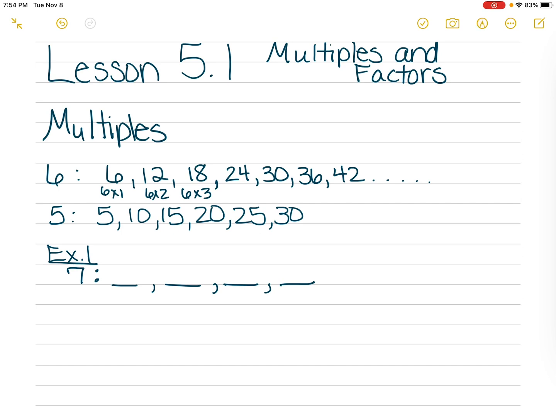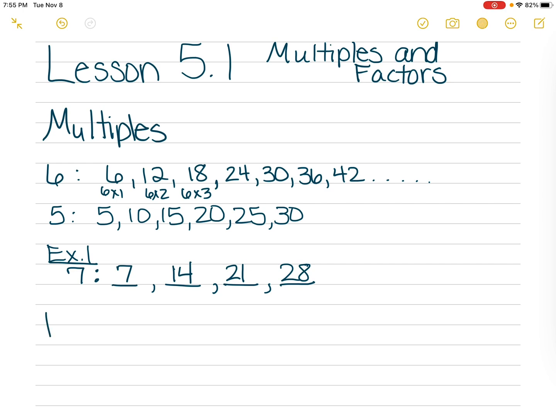So you start with 7. That's 7 times 1. 7 times 2 would be 14. 7 times 3 would be 21. And 7 times 4 is 28. So those are the first 4 non-zero multiples of 7. Non-zero just means that you're not doing 7 times 0. And that's how you do multiples. We are going to be doing more things with multiples, like finding least common multiple, but that's for another lesson. So right now you just need to know what multiples are.